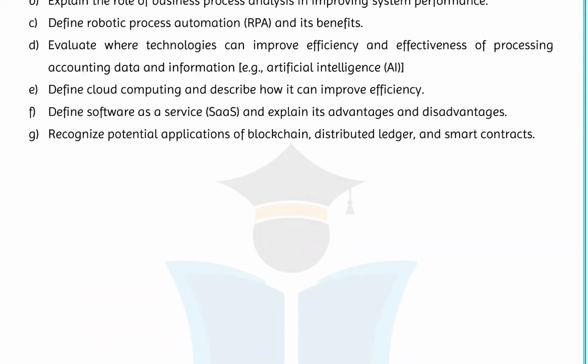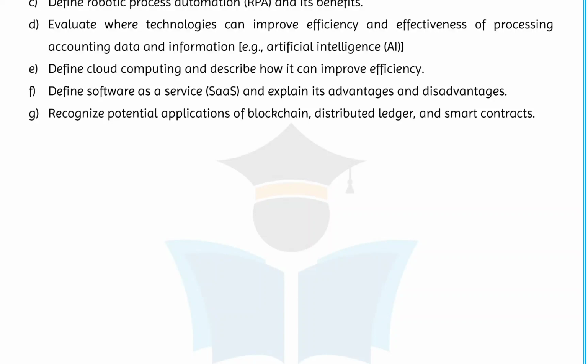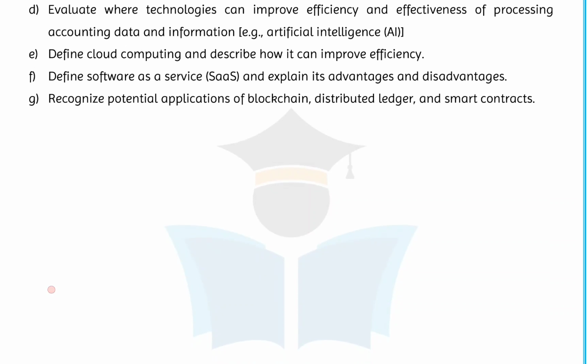Then what kind of technologies can be used and where those technologies can be used to improve the overall efficiency and effectiveness of using the accounting information systems in your organization. Where you can use the technologies, what technologies you can use and how they can improve the performance of your accounting systems. Artificial intelligence, machine learning, all that stuff we'll discuss there. Then comes cloud computing, how it can improve your efficiency, cloud-based technologies. And then SaaS is also covered, software as a service, and what are its advantages and disadvantages. And last you have the potentials of blockchain, distributed ledger and smart contracts.